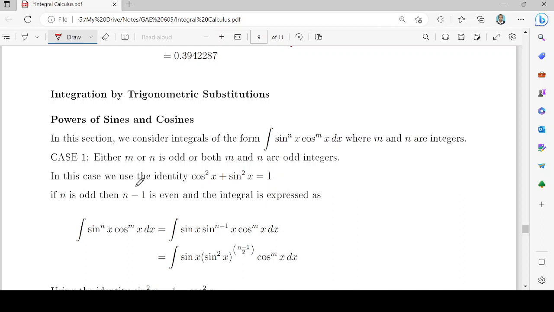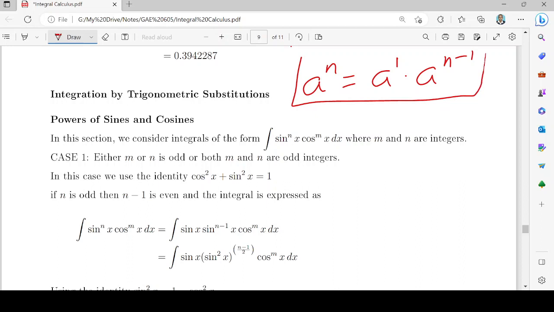So if it is n which is odd, then we see that n minus 1 will be even, and therefore the integral, we can break it down. Remember that using the rules of indices, if you have a raised to power n, then we can always write it as a raised to power 1 times a raised to power n minus 1, because the rules of indices simply says that if the base is the same and we are multiplying two quantities, then we add the powers.